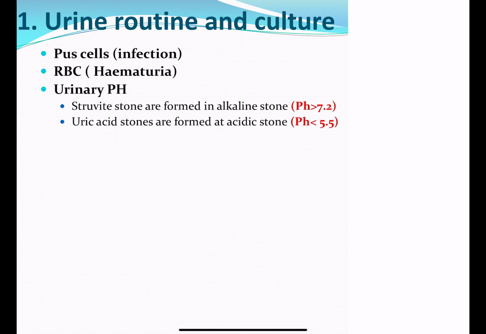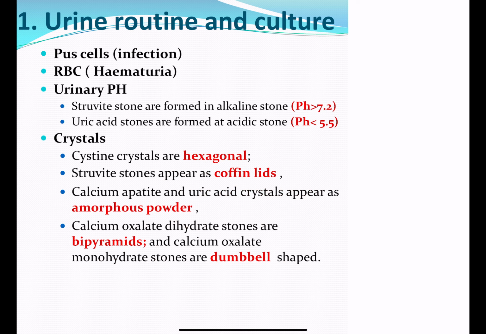And the pH is always important. As I have already told you, some stones are produced in acidic pH, others are produced in alkaline pH, and the knowledge of pH is required for management as well. We can alter the pH of the urine so as to prevent stone formation. Crystals: please remember the names of the shapes of the crystals, as they are usually asked in exams, so you have to remember them from the exam point of view, otherwise it's fine.